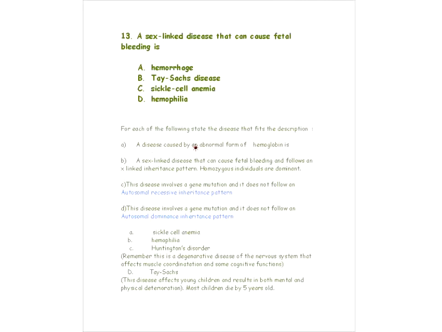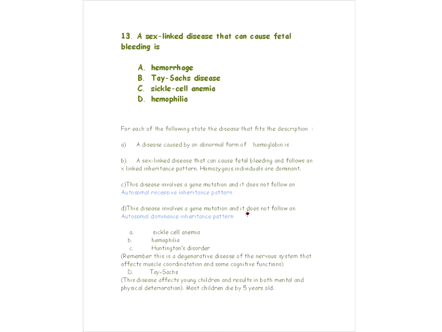Okay, so first of all, a disease caused by an abnormal form of hemoglobin, that one is going to be sickle cell anemia. And the next definition we have, a sex-linked disease that causes fetal bleeding and follows an X-linked inheritance pattern, homozygous individuals are dominant, that's hemophilia. Next definition, this disease involves a gene mutation and does not follow an autosomal recessive inheritance pattern. Okay, so that's Huntington's disease. And remember, this is a degenerative disease of the nervous system that affects muscle coordination and some cognitive functions, in other words, brain functions.